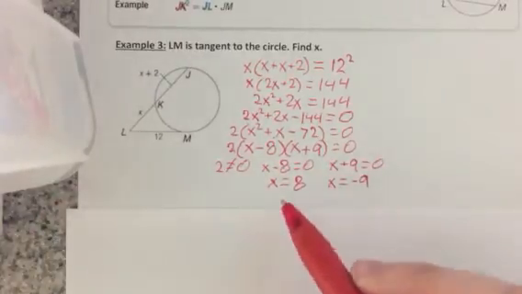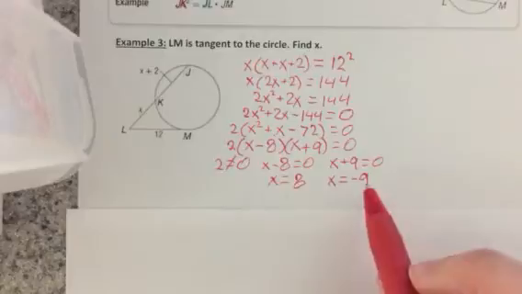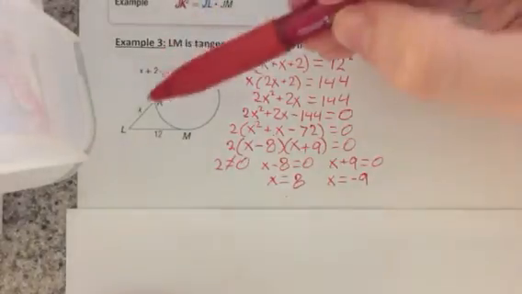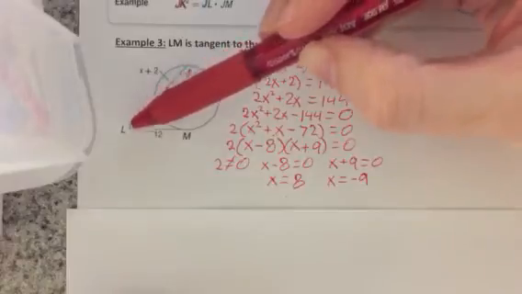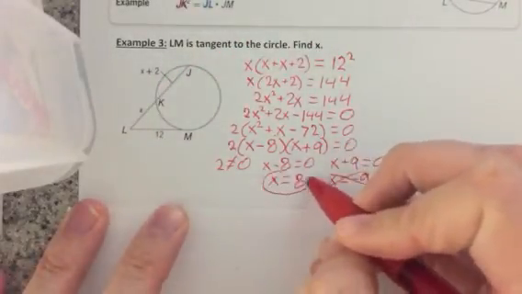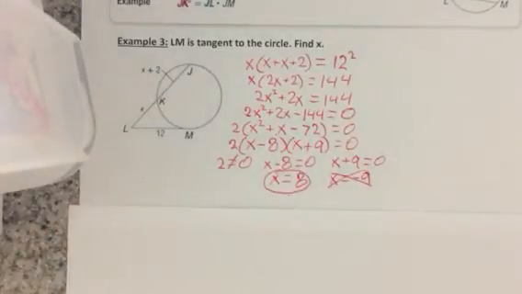Okay, so think about which one of these would actually make sense. Sometimes they both do, but if you look back at the problem, right here it doesn't make any sense for our x to be a negative, right? So this one we throw out, and 8 is the only one that would work.